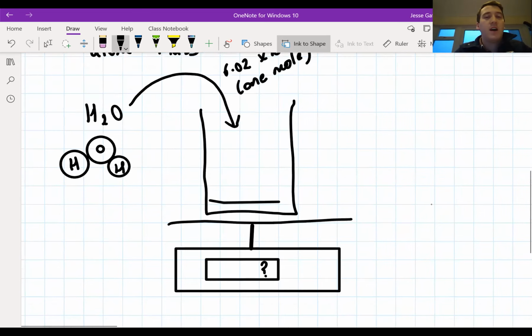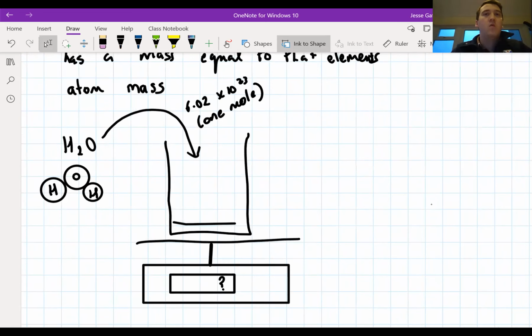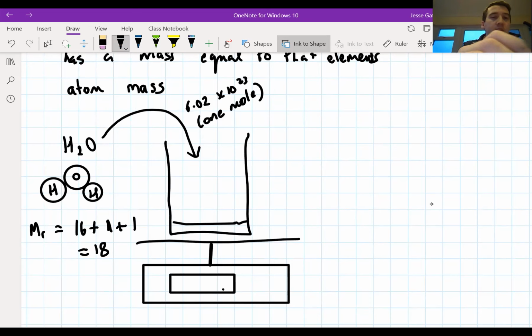Okay, well, to answer that question, I need to know, well, what would the formula mass of this substance be? The MR for this substance is, well, I take my mass of my oxygen, which is 16, plus the mass of each hydrogen, which is 1 each. 16 plus 1 plus 1 equal to 18. Now, if I take 1 mole of water particles and I put them in a beaker and I find the mass, I will find that it's actually exactly 18 grams. So that is the magic of this number.